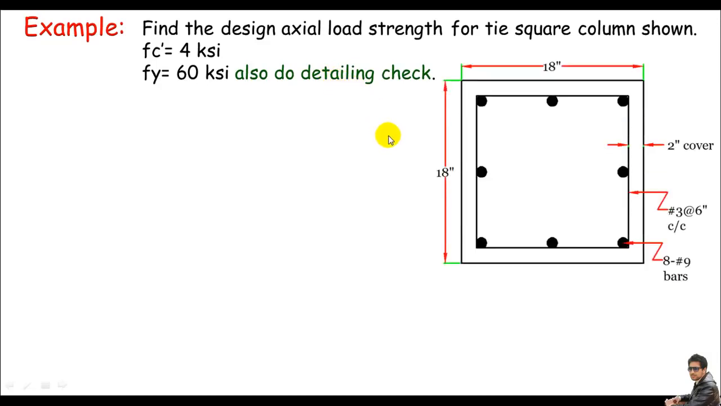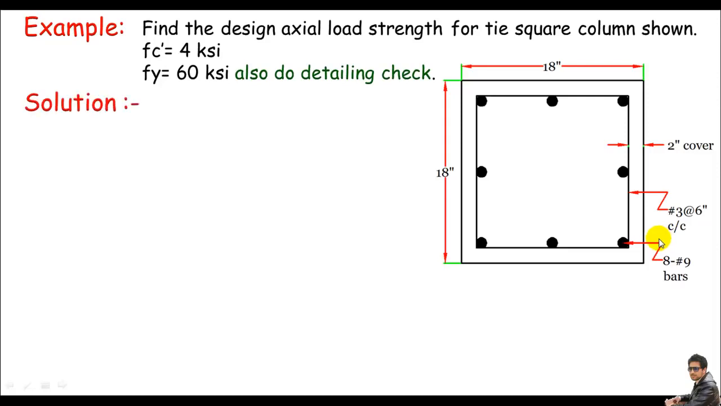But where is the column? It's here, of course. This is a square column, 18 by 18 inches. The concrete cover is 2 inches. The tie is number 3 at the rate of 6 inches. And the main bars are 8 in number, and number 9 bars are used. So everything is given, everybody okay. I'll just come straight into the solutions.